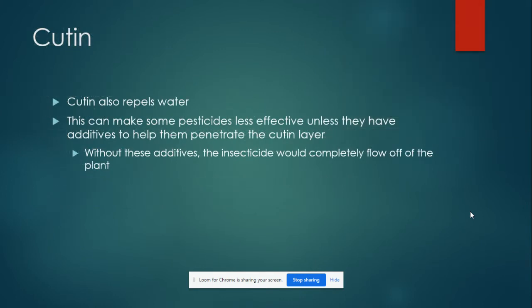Cutin also repels water, and this can make some pesticides less effective unless they have additives that help them to penetrate or even stick to that cutin layer. If they don't have any type of additive in them, that cutin is going to act just like water and basically run right off of the leaf.